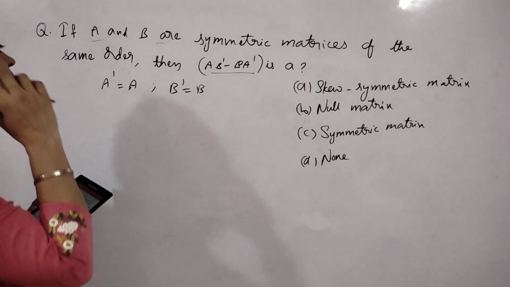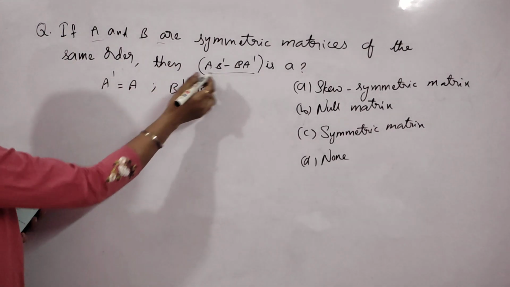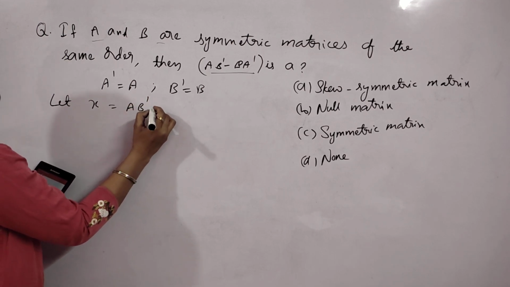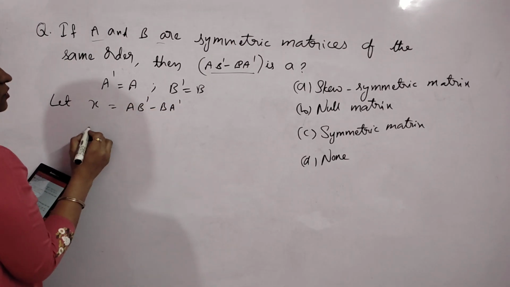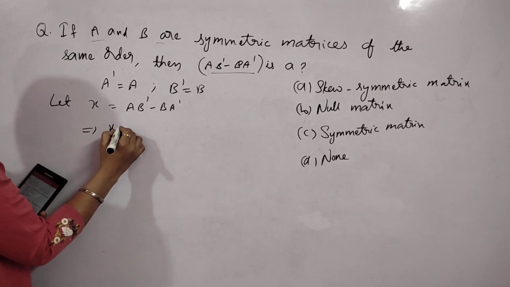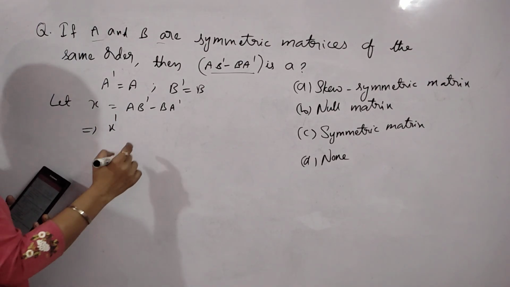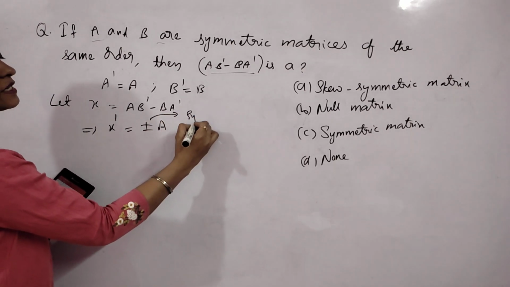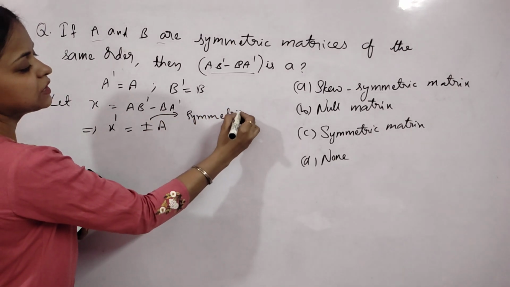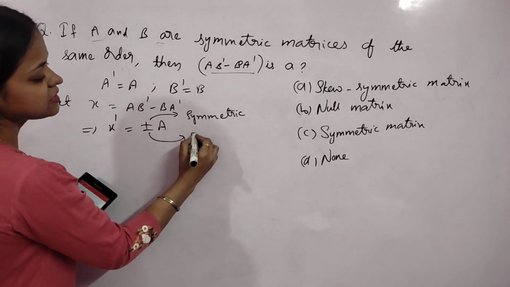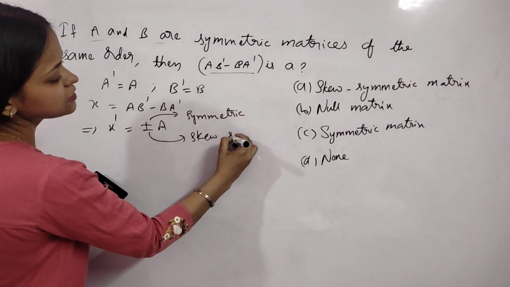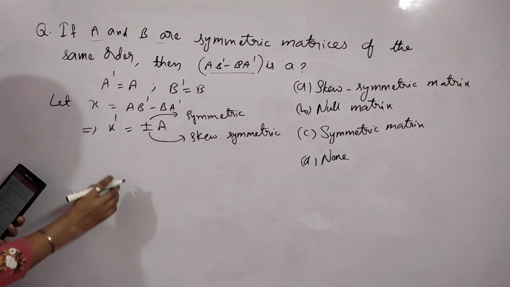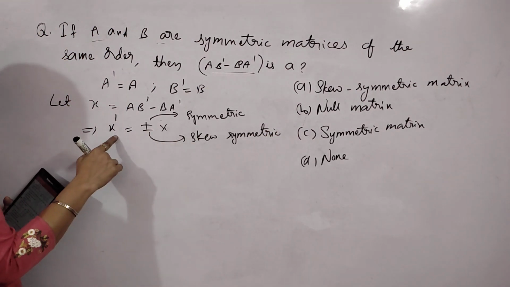Okay, so here let us take this as X. Let X be equal to AB' minus BA'. Now we have to check, on taking the transpose of X, whether it is equal to plus or minus X. If it is plus, then it is a symmetric matrix. If it is minus, then it is a skew symmetric matrix.